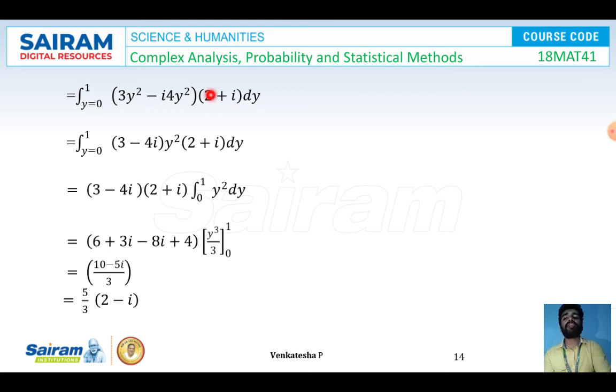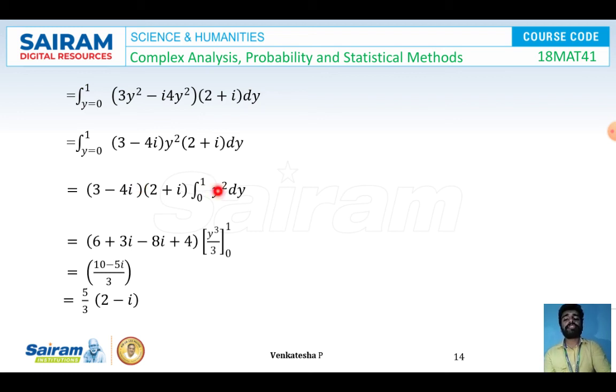I got 2 plus i into dy. So from this one I can take y² common factor. I got the equation like this: integral y from 0 to 1, (3 minus 4i) into y² into (2 plus i) dy. So these two are constant. I'm taking 3 minus 4i, 2 plus i outside. So I got the equation (3 minus 4i)(2 plus i) integral 0 to 1 y² dy.